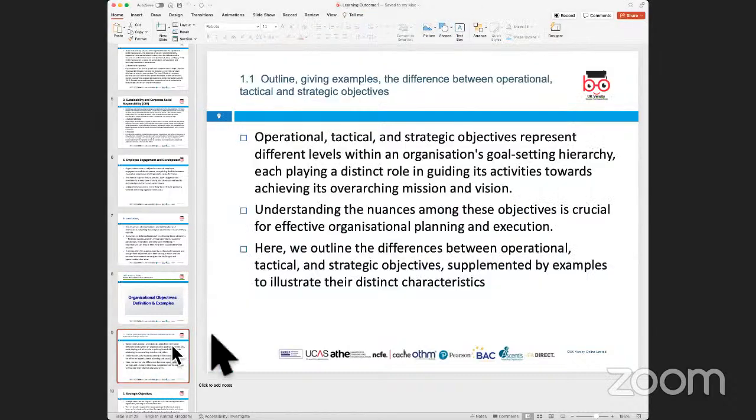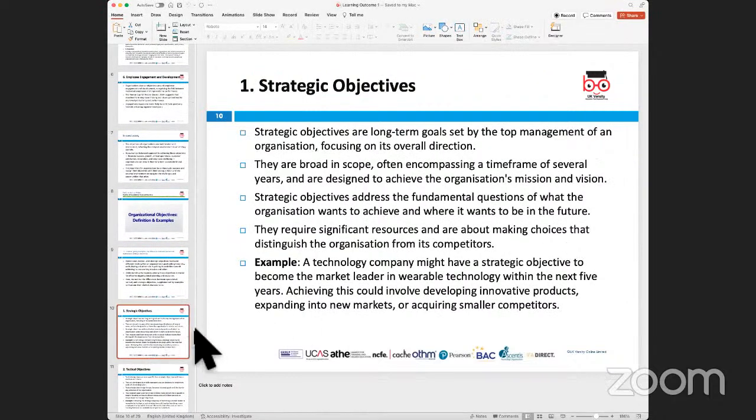assessment criteria now. The first assessment criterion talks about outlining and giving examples of the differences between operational, tactical, and strategic objectives. When we talk about organizational objectives, they're quite pivotal for guiding the organization's direction and helping in measuring its performance. These objectives can be categorized into 3 different types, depending on the scope, time frame, and their specificity. The first part would be strategic objectives.